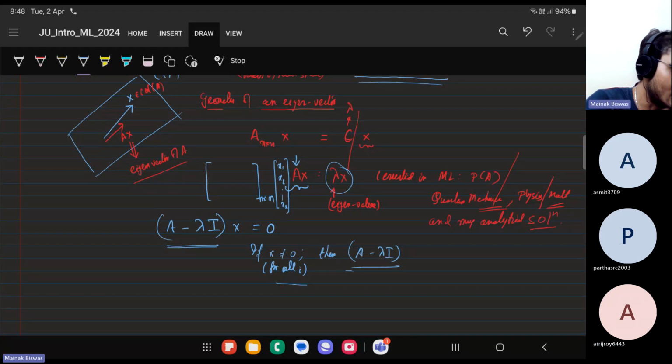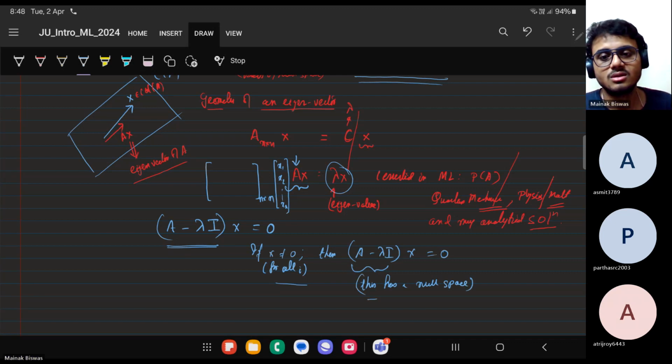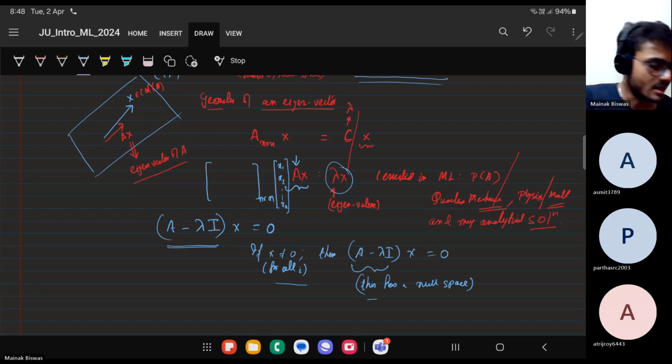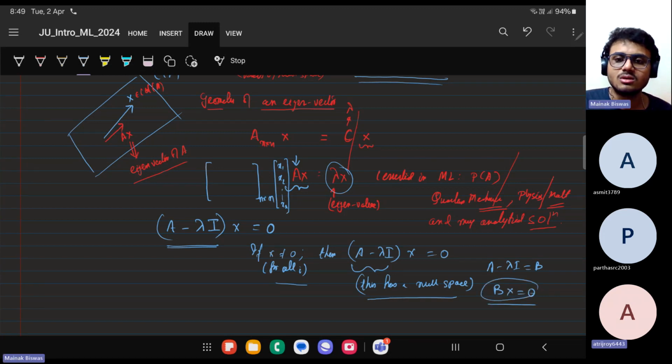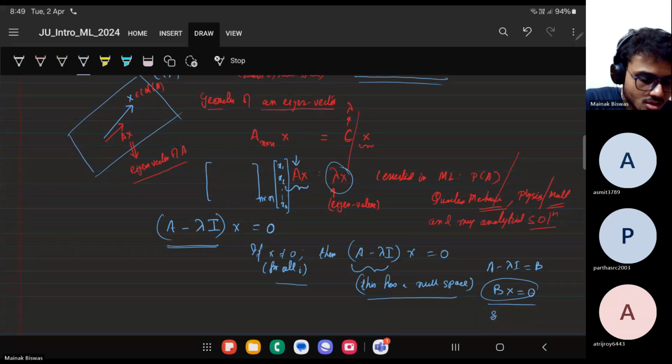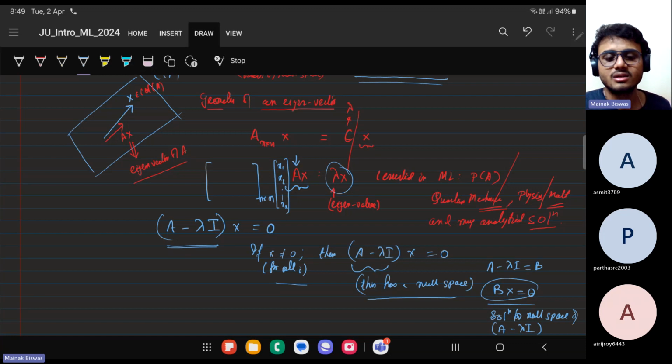See, (A minus lambda I) x is equal to 0. This exists, I'm saying. This means it has a null space. Yes or no? Right, A minus lambda I is equal to B, Bx is equal to 0. What is it? The solution to the null space of A minus lambda I. Is it clear to everybody?